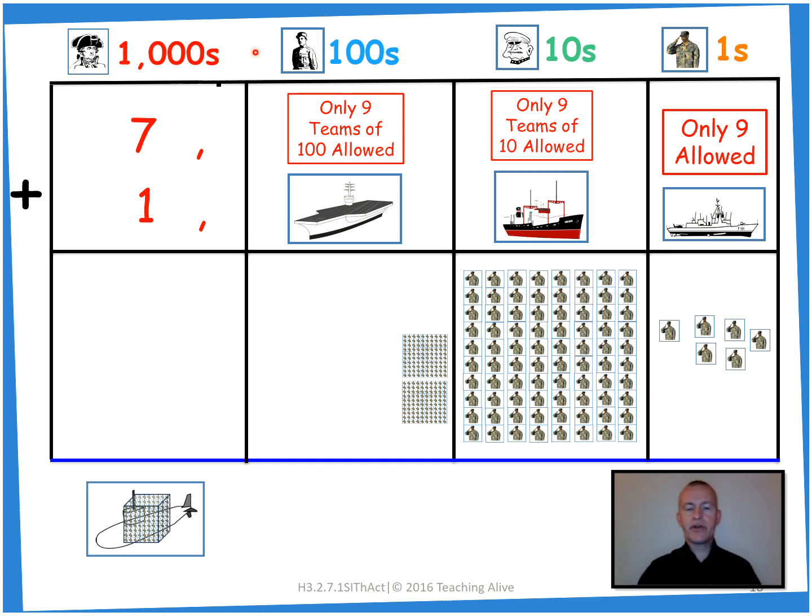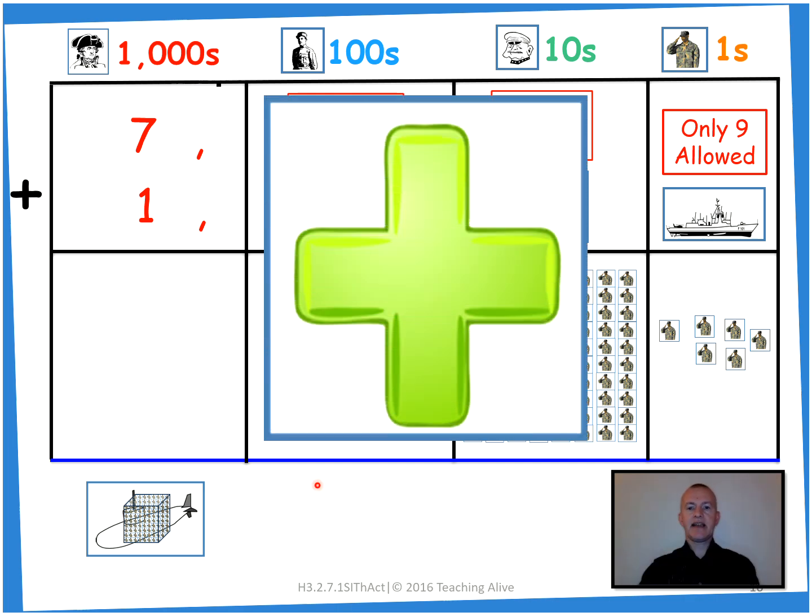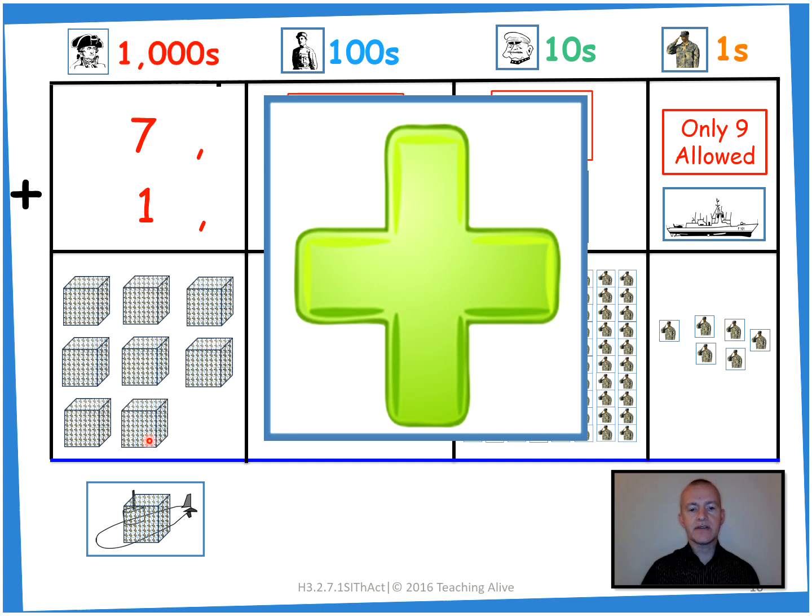We then turn to our general 1,000 column, and it's time to add again. We've got 7 teams of 1,000, add 1 team of 1,000. 7 add 1 gives 8 teams of 1,000. However, we're not finished there. We have to remember our regrouped 1,000 in our submarine regroup. So we circle this, and we can form a circle in the air with our hand to help us remember.